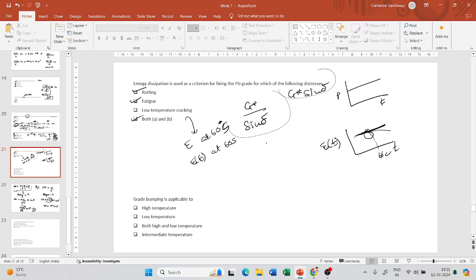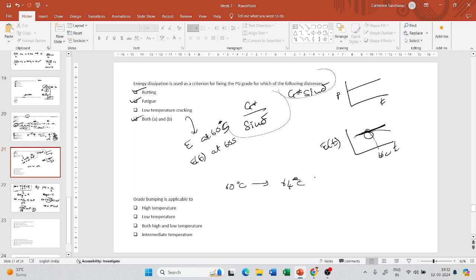So you know that grade bumping, you actually do the grade bumping when you ask for a PG grade pertaining to a particular location, okay. So let us say the high temperature of the place is 60 degrees Celsius, so now what will I ask for the PG grade of bitumen to be? I will ask the supplier to give me a PG grade of 64 degrees Celsius. So PG 64 is what I will ask for.